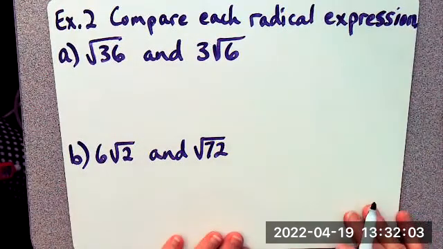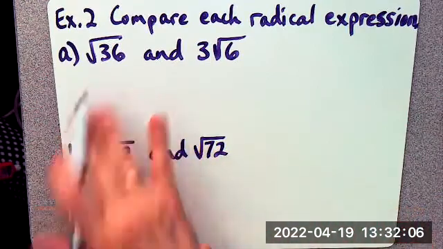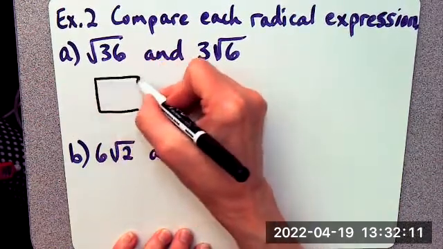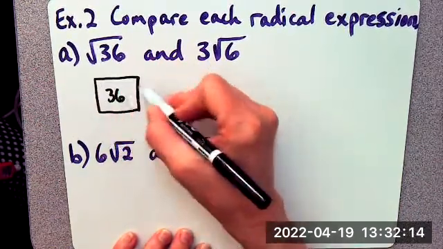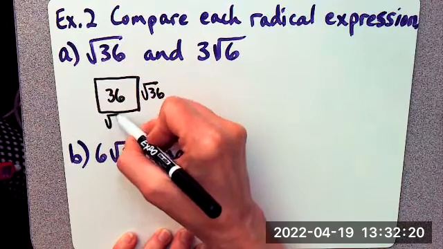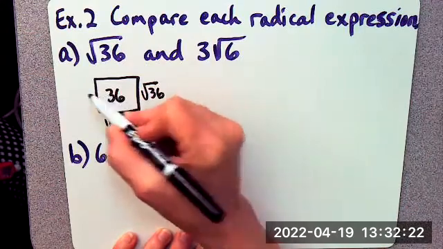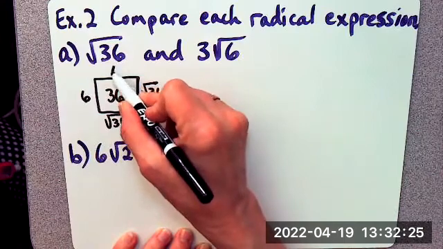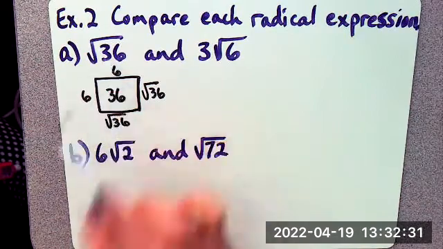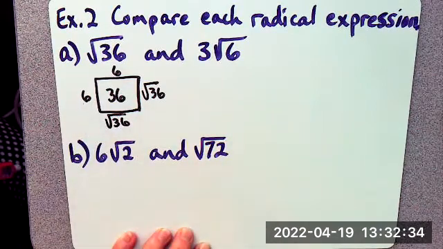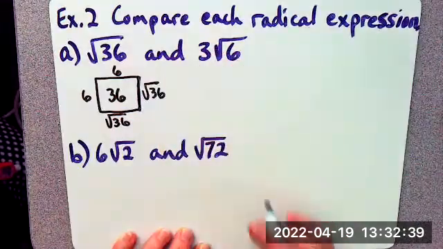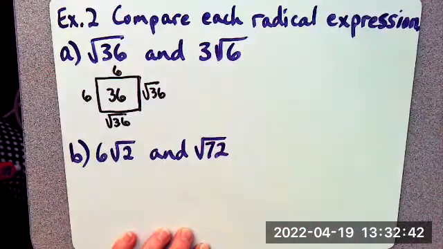So let's compare each radical expression. I have the square root of 36. I know that if I have the square root of 36, I have 36 here, and I also know that 6 times 6 equals 36. So I can say that the square root of 36 would equal 6 because that's the same length as that on the squares.